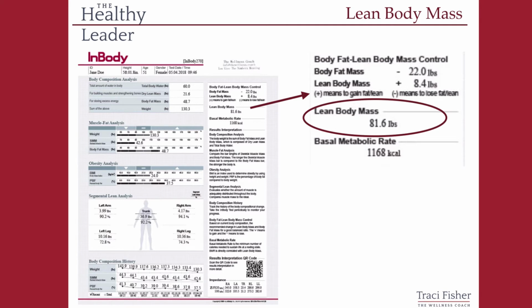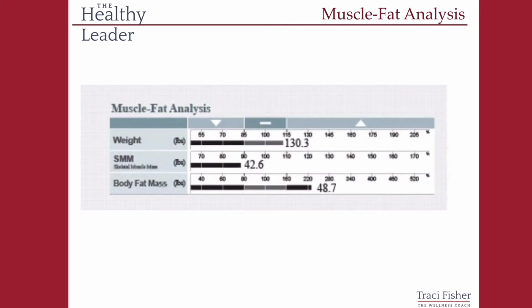The second main area of the test is the muscle fat analysis, and I'd like to draw your attention to these top bars right here. That dash mark right there is the 100% mark, and it is based on what is considered normal for an individual of a specific height and gender. So anything that is above that dash mark is considered over the normal range, and anything below is considered below the normal range for both height and gender.